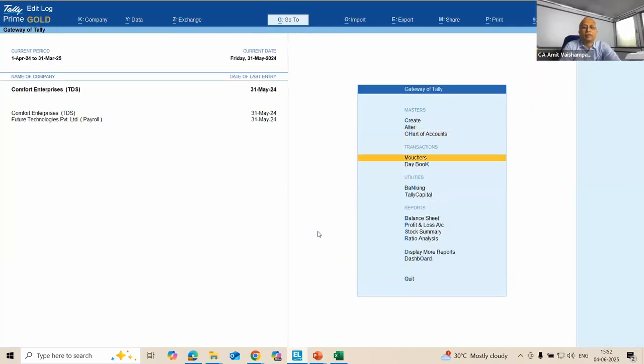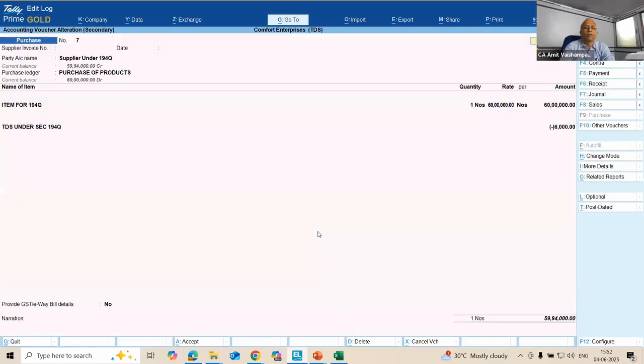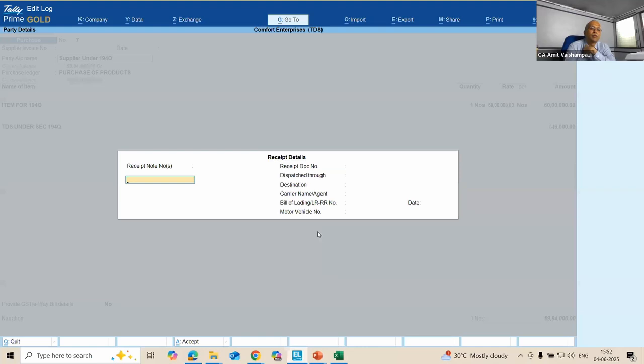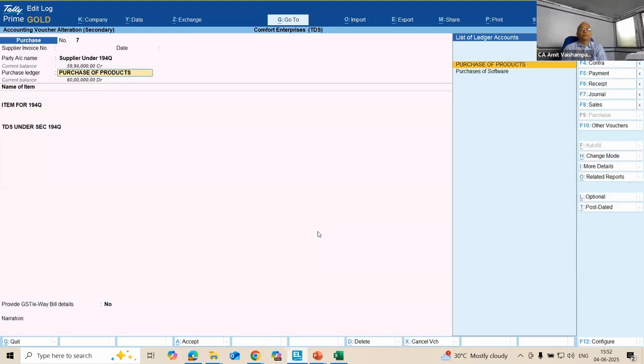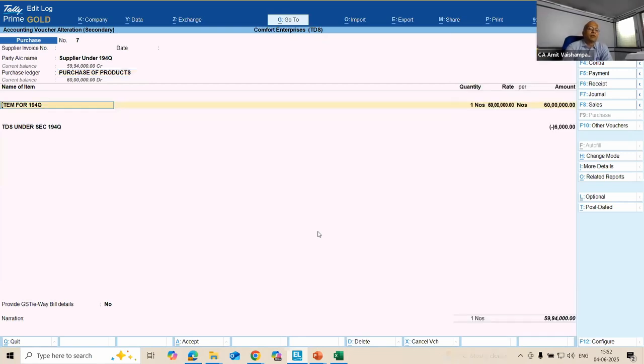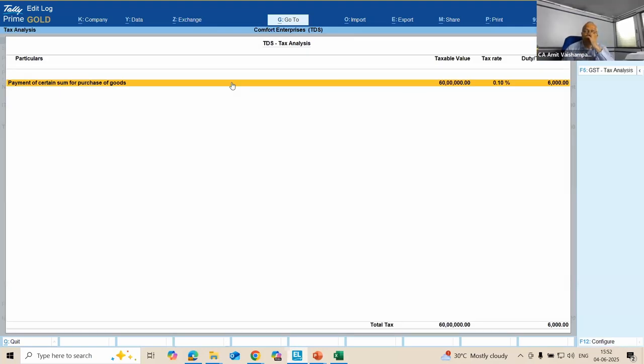and for our convenience, we have also passed this particular transaction of 60 lakh rupees. We'll pass it again once for our understanding better as of 31st May. So this is as of 30th of April. This particular transaction has been passed. This is purchase of product. This is the product name, item for 194Q, one product, value is 60 lakh rupees, and 0.1% of that would be the TDS. You can check the related report, TDS analysis, and it gives you a TDS analysis that 0.1% of 60 lakh rupees, 6,000 rupees worth of TDS would be required.